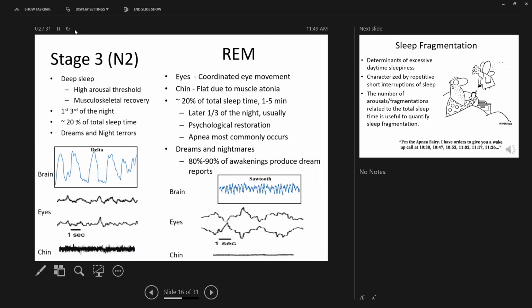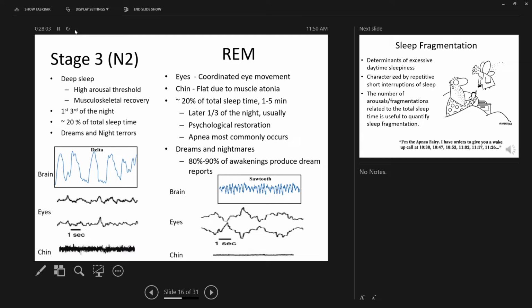This is where psychological restoration occurs mostly, and this is also when apnea will occur mostly because of that state of atonia. People will experience dreams and nightmares here, but they will almost always remember them. Now, the brain waves that we see are still called theta waves because theta is a particular frequency, but sometimes they will have a more sawtooth configuration.